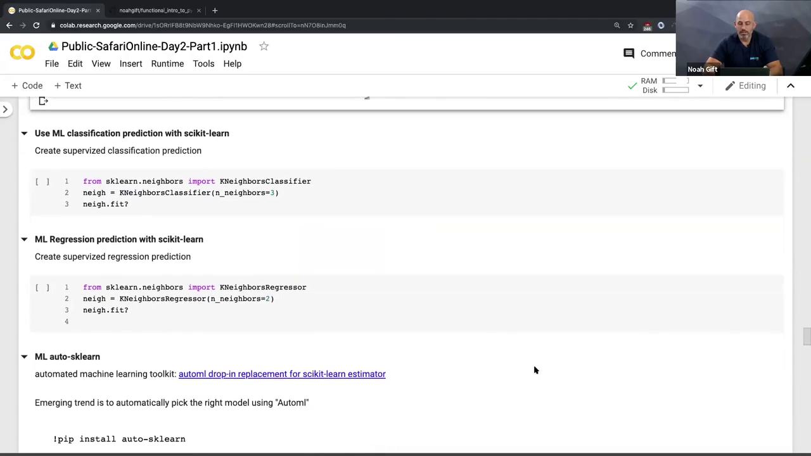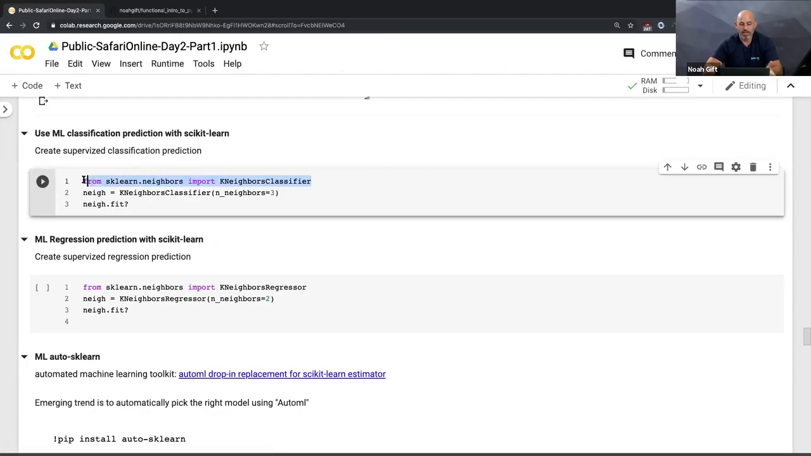Now there's a couple other things you could do as well. If you wanted to repackage this model and turn it into a classification model, and a classification model is dealing with things like true or false, or red or blue, or winning or losing, you could import a classifier, and this is how you would do that.